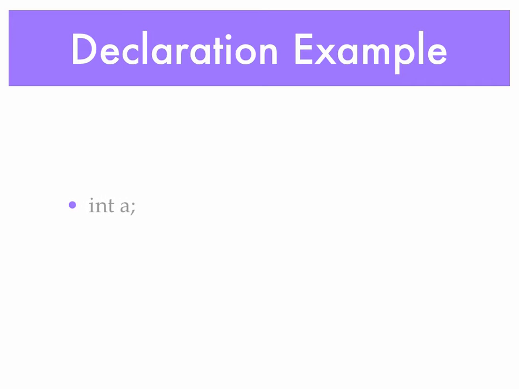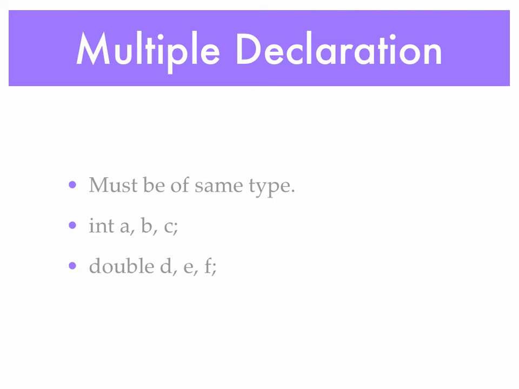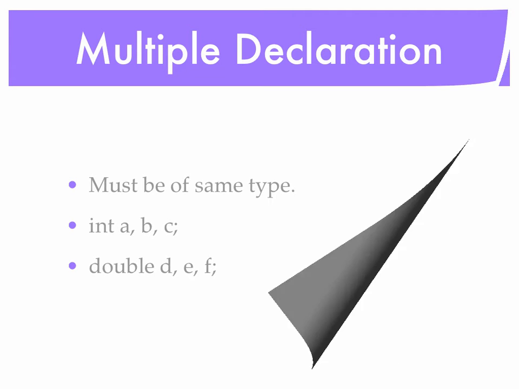So here's an example of declaring a variable. Here I declare a variable of type int, I name it A. Here I declare a variable of type double, I name it B. I can declare multiple variables on one line as long as they are of the same type. Here I declare three ints, A, B, and C. You'll note that those names are separated by a comma. Here I declare three doubles, D, E, and F.